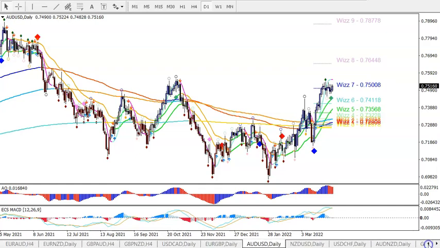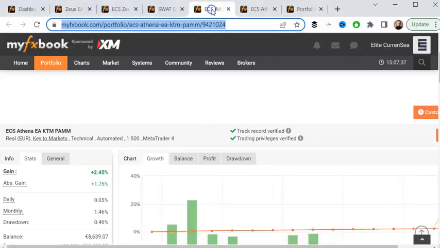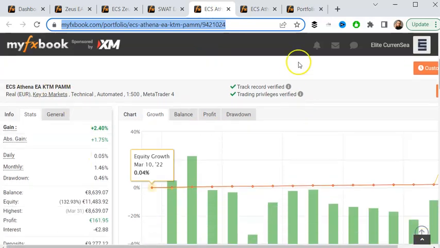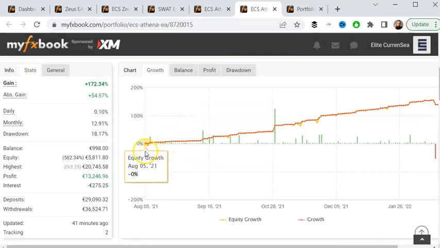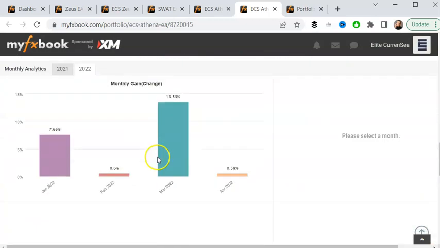Let's take a look now at some of the performances that we had. First, the good news, I guess. Athena EA is up 172% since beginning August, and it had a break-even month in February, which I didn't mind too much because of all the volatility in the financial markets, with the geopolitics and the outbreak of war in Europe, so in Ukraine. So that result was not that bad in my view, better than a loss.